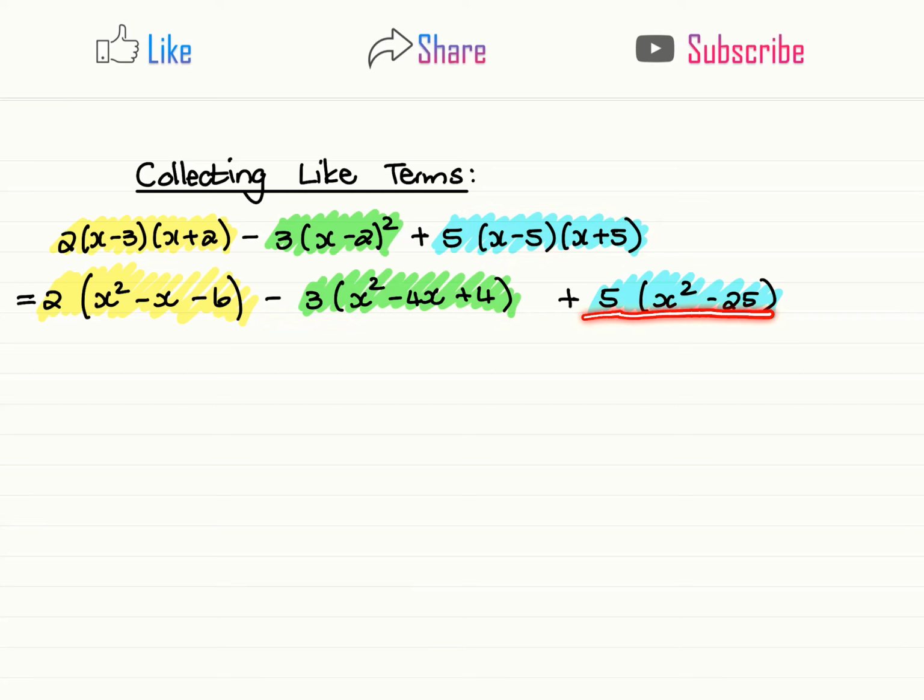And when we expand (x - 5)(x + 5), we are left with 5 times (x squared minus 25). Now what we can do is distribute each of the constant values or integers in front of the brackets into those brackets.